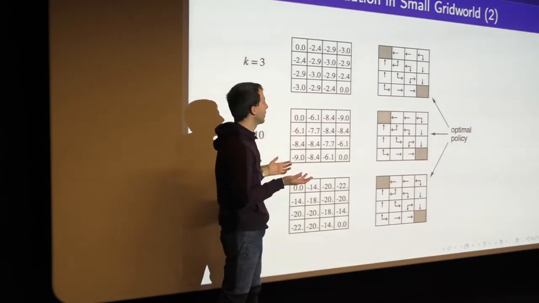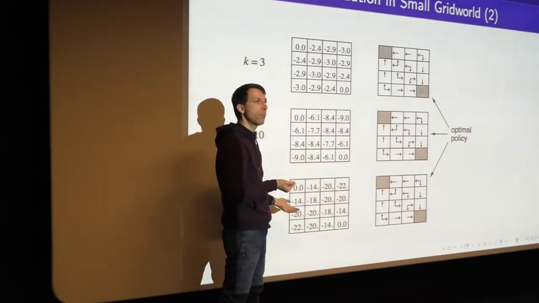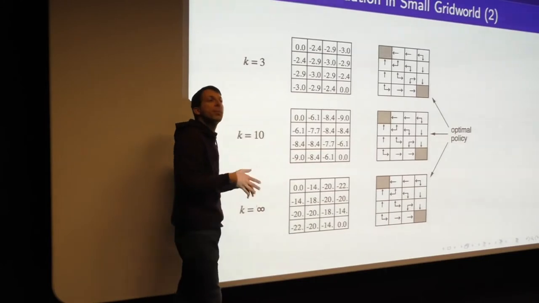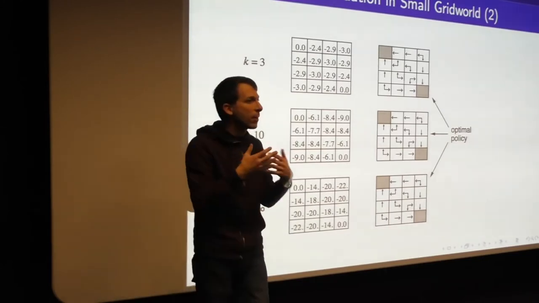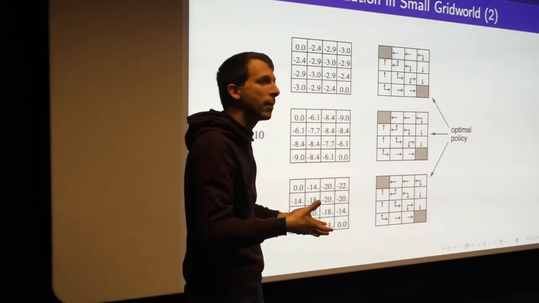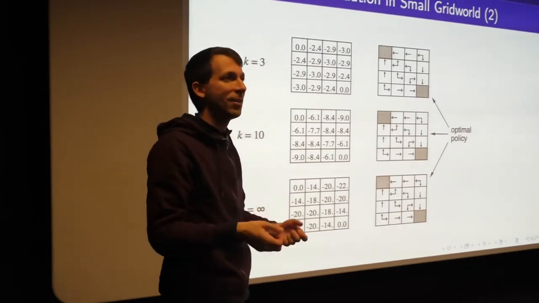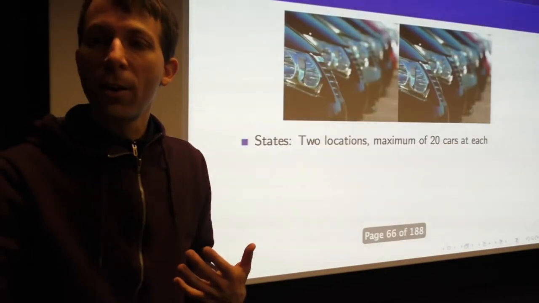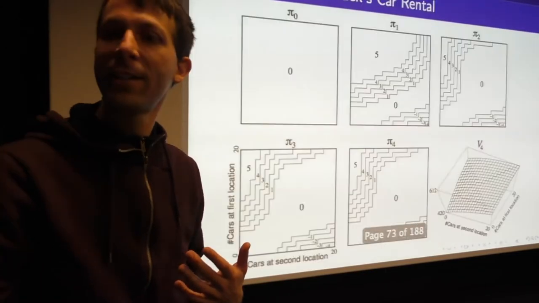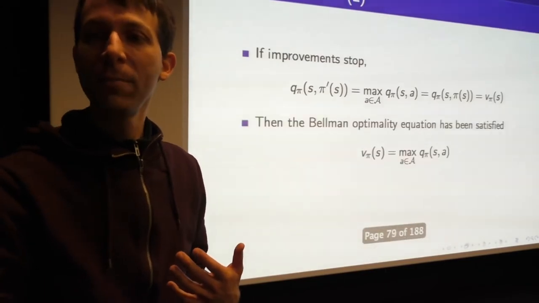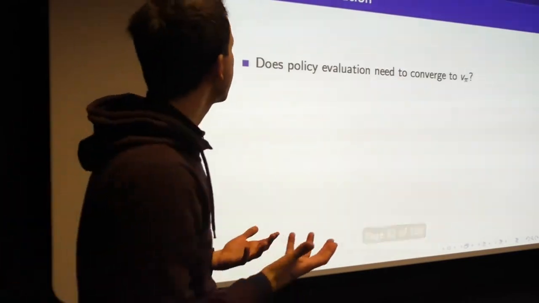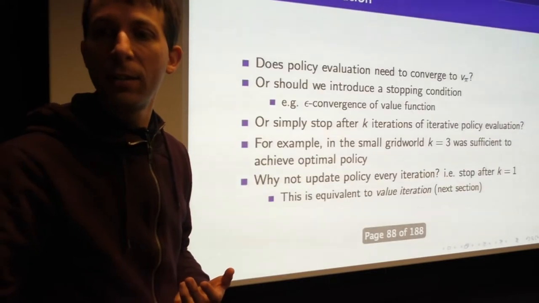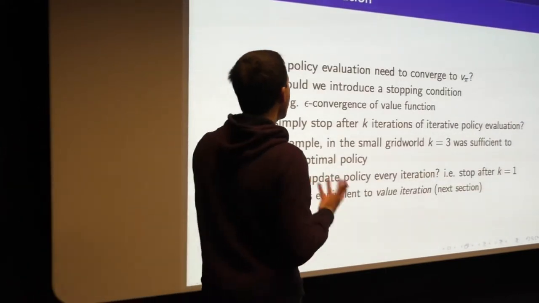And so the question is, do we have to take those steps, or can we truncate our evaluation process and use an approximate policy evaluation in our inner loop rather than an exact policy evaluation? Was that the question? Good. This approach is called modified policy iteration. It's a very uninformative name. The basic idea is to stop early.